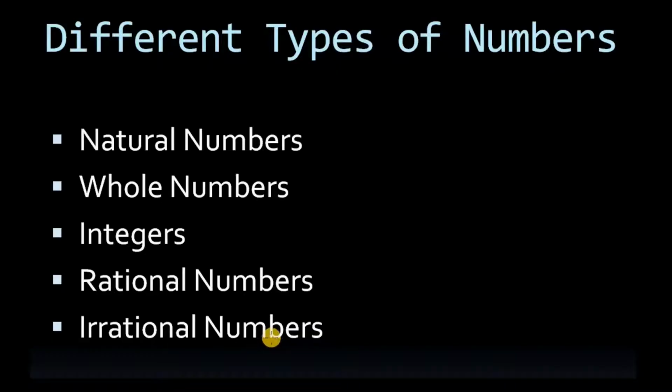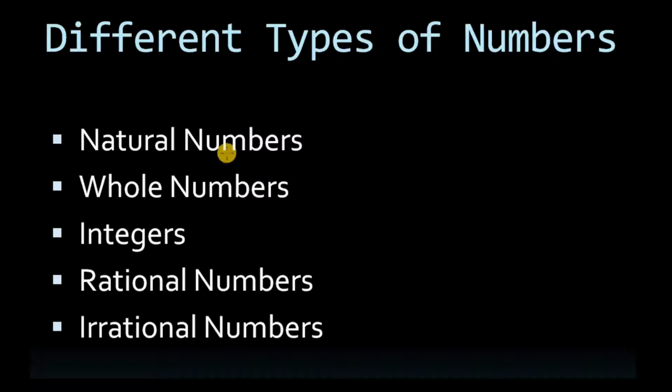So the different types of numbers are the natural numbers, whole numbers, and then integers, followed by rational numbers, and finally we have the irrational numbers. So let us see their definitions one by one.